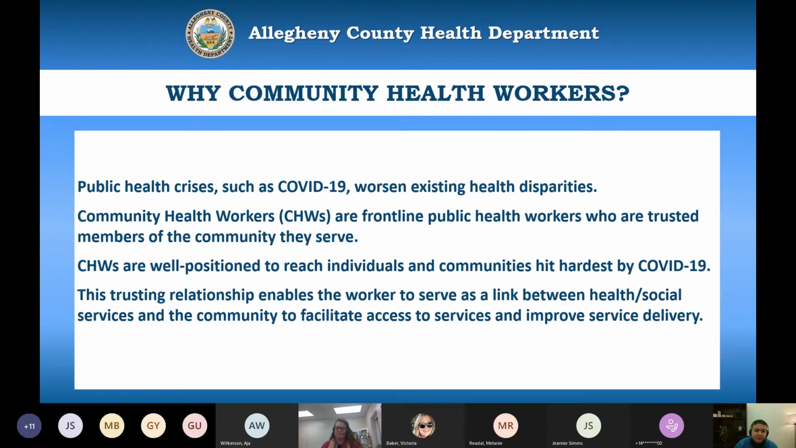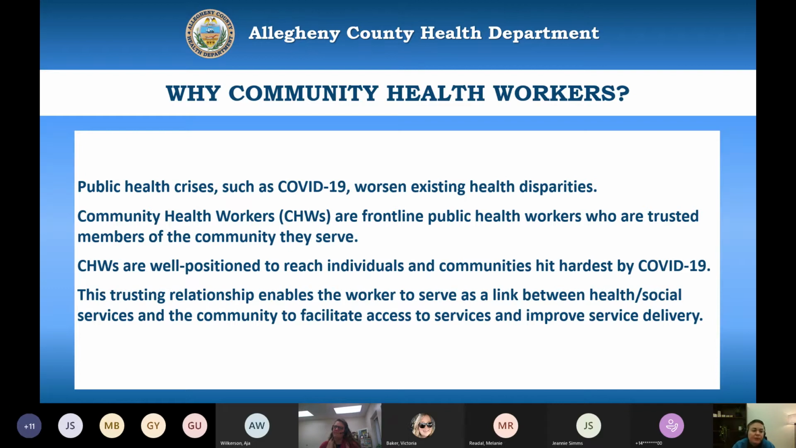So why community health workers, right? As we all know, public health crises like COVID-19 absolutely can worsen existing health disparities that individuals and communities are challenged with every day. Community health workers are those frontline public health workers who often are very well connected and trusted members of the community in which they serve. In that way, community health workers are well positioned to reach individuals and communities that are hardest hit by COVID or other challenges within their communities.